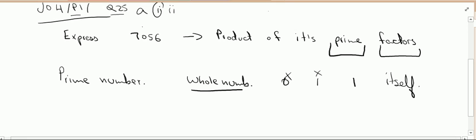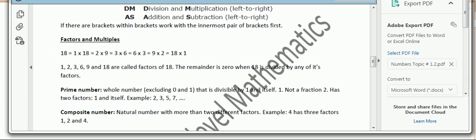Let us read it from our notes. The note says that prime numbers are whole numbers excluding 0 and 1. They cannot be 0 and 1. They should be divisible by 1 and itself. They cannot be a fraction and have two factors, one is 1 and the other is itself. Examples: 2, 3, 5 and 7.